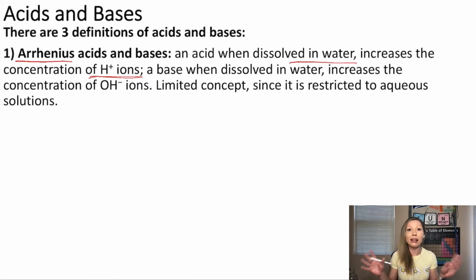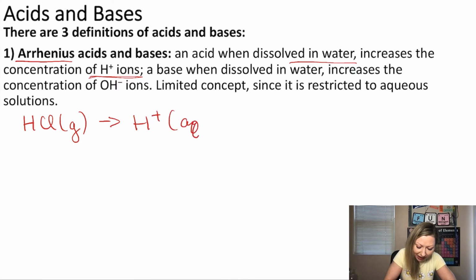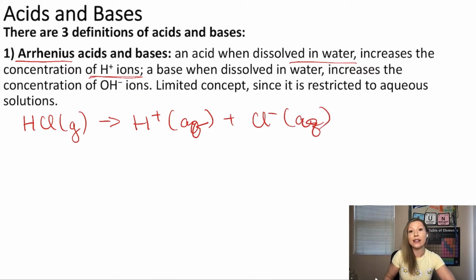So let's take a look at an example. Let's take, for example, HCl, right? We know that HCl is a gas. When we dissolve it in water, it's going to produce H plus aqueous ions plus Cl minus also aqueous ions, so chloride ions. Now, this way we are going to increase the concentration of H plus in water.